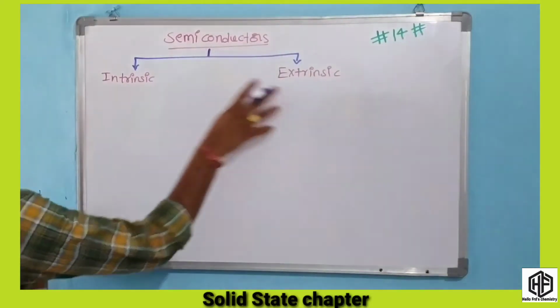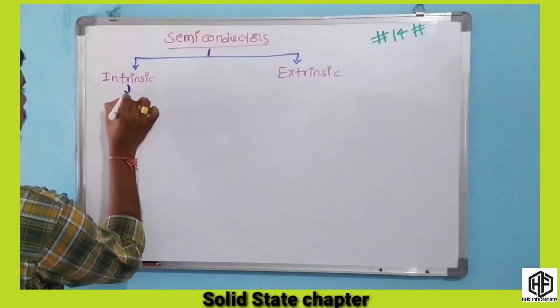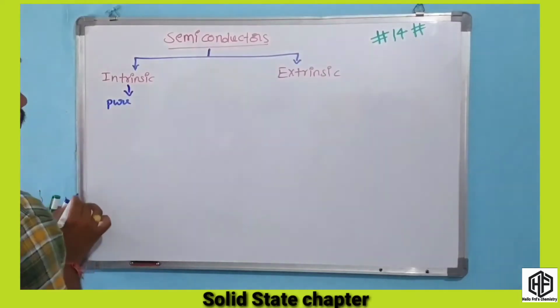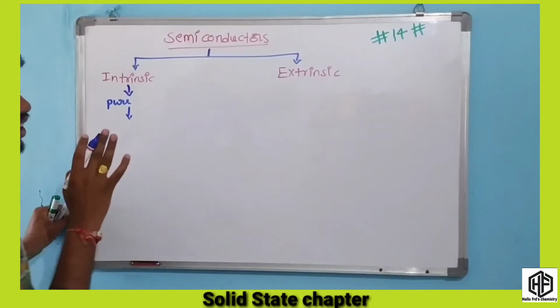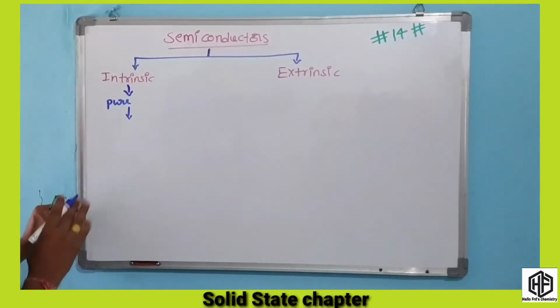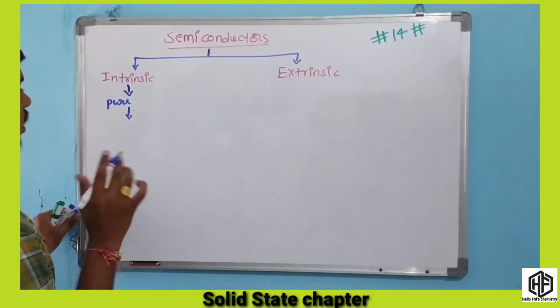Friends, intrinsic semiconductors are pure semiconductors. Okay friends, pure semiconductors means no impurities are present in that kind of semiconductor, and that is called an intrinsic semiconductor. The best example of an intrinsic semiconductor is the silicon crystal lattice.